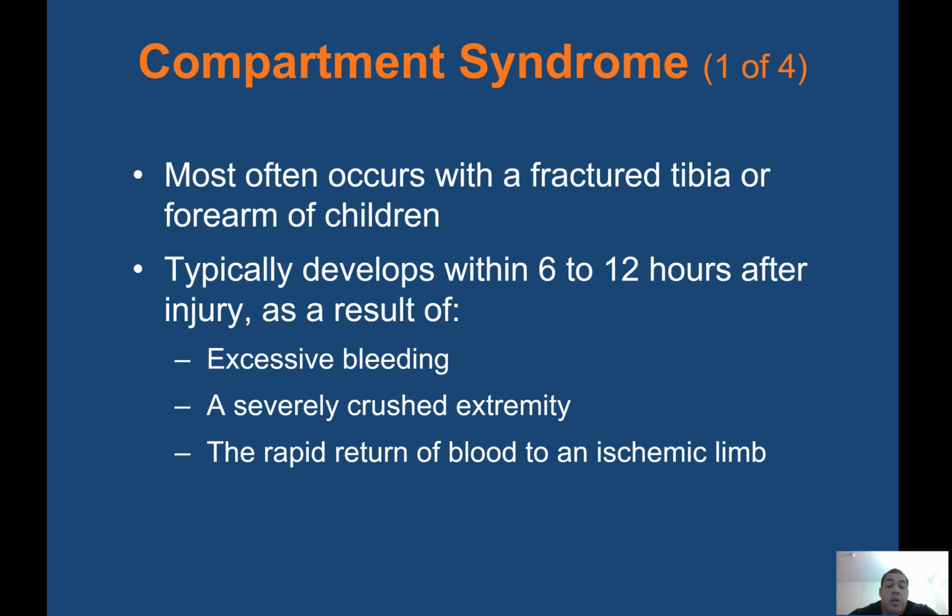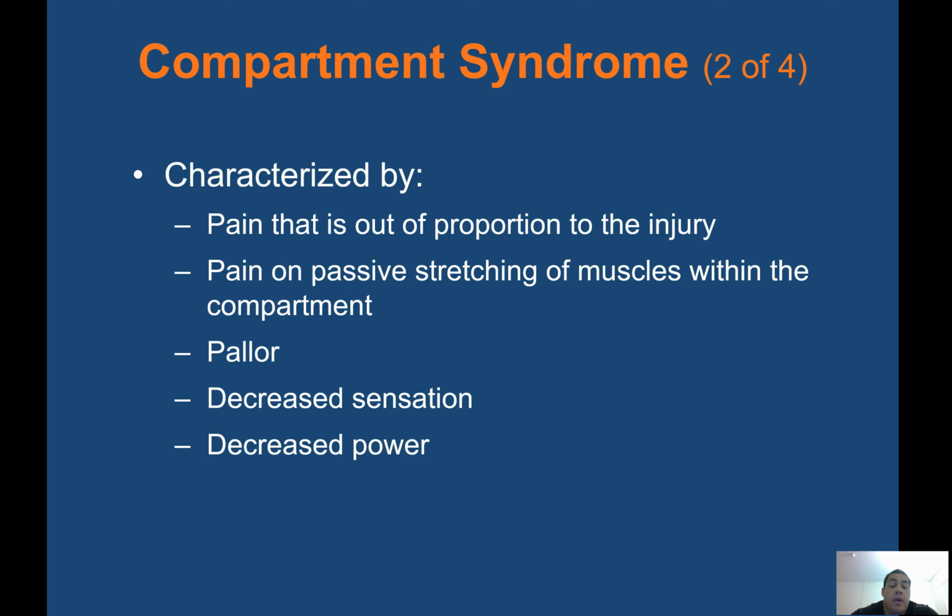Compartment syndrome most often occurs with a fractured tibia or forearm of children. It typically develops within 6 to 12 hours after injury as a result of excessive bleeding, a severely crushed extremity, or the rapid return of blood to an ischemic limb. It is characterized by pain that is out of proportion to the injury, pain on passive stretching of muscles within the compartment, pallor, decreased sensation, and decreased power.